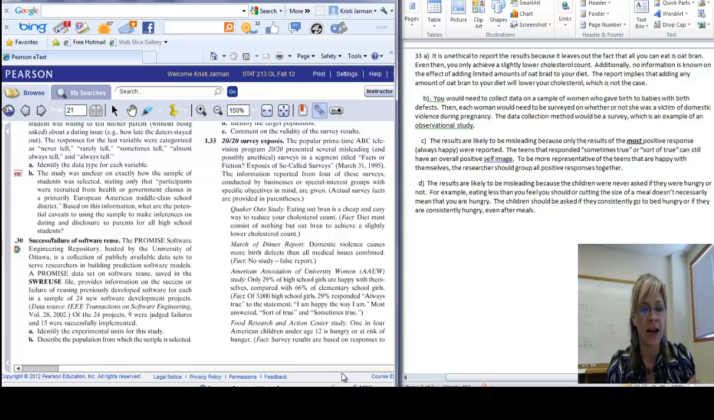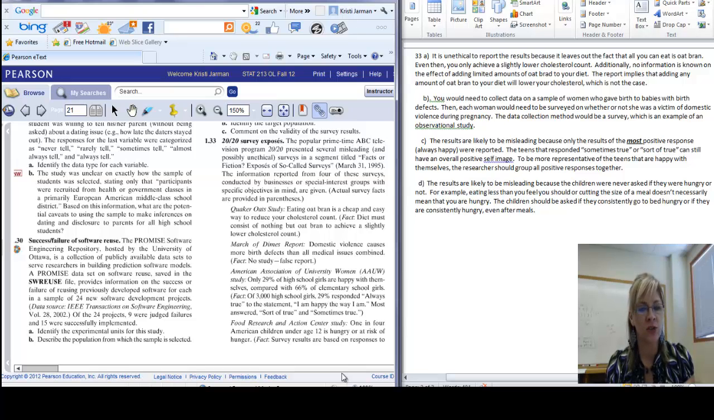Only 29% of high school girls are happy with themselves compared with 66% of elementary school girls. That's a little bit misleading because here's the fact. Of 3,000 high school girls, 29% responded always true to the statement, I am happy the way I am. Most answered sort of true and sometimes true, meaning they still had a positive self-image, just maybe not always true that they're happy the way they are. I'm sure all of us have a little something we would like to change, but that doesn't mean we don't think positively of ourselves.